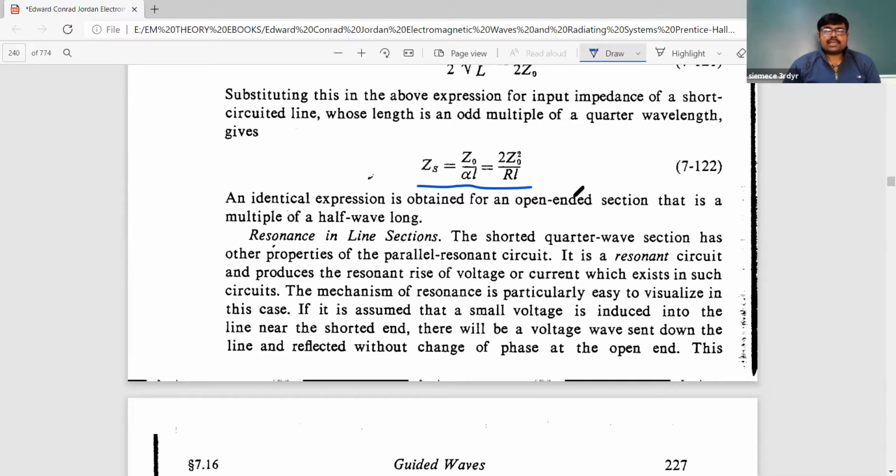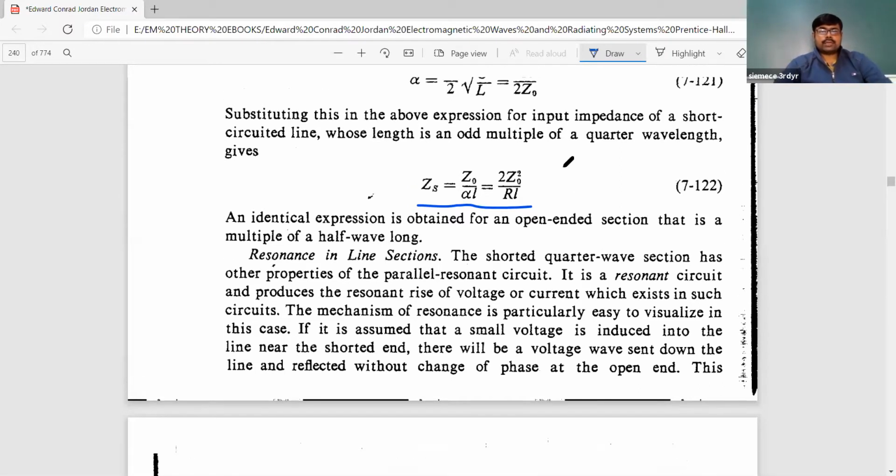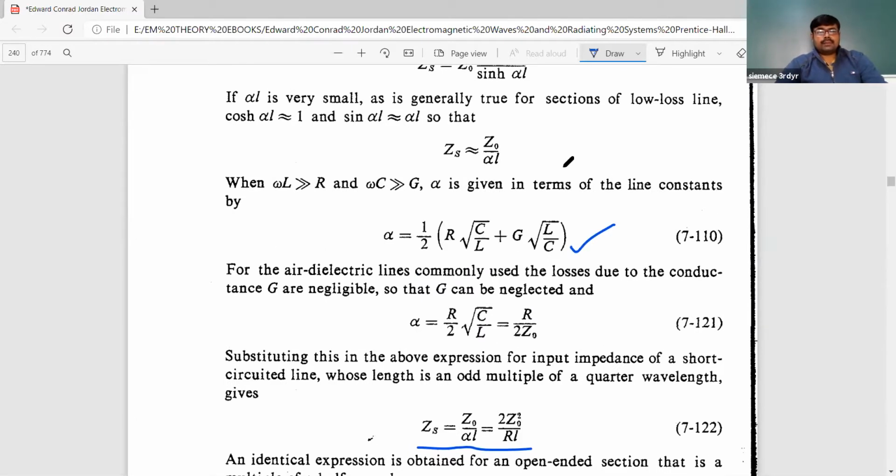An identical expression is obtained for an open-ended section. That is a specific case, again an open-ended transmission line, that is a multiple of a half wavelength long. So that is the multiple transmission line equation just now we have defined. So what is the multiple transmission line equation?